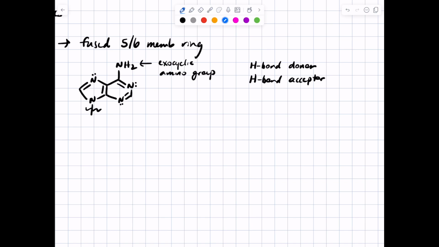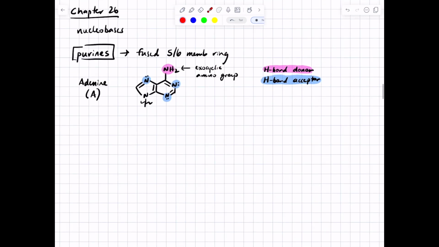So I'm going to highlight in the structure of adenine the hydrogen bond acceptors in blue and the hydrogen bond donors in pink. The exocyclic amino group is a hydrogen bond donor. The ring nitrogens with sp2 hybridized lone pairs are hydrogen bond acceptors. And it's these ones on the right, the exocyclic amino group, and then this first nitrogen, that are involved in Watson-Crick type base pairing.